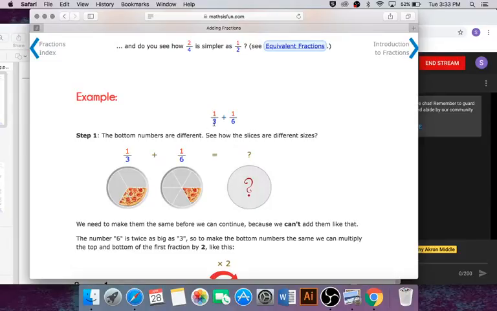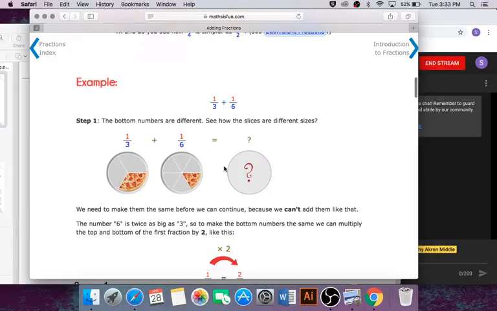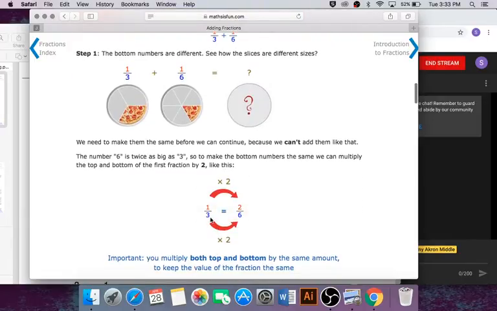So here we have 3 and 6. So 6 goes into both 6 and 3. 3 times 2 is 6, so whatever we do to the bottom number, we also have to make sure we do to the top number. So since we multiplied our 3 times 2 to get 6, we're going to multiply the 1 times 2 to get 2.